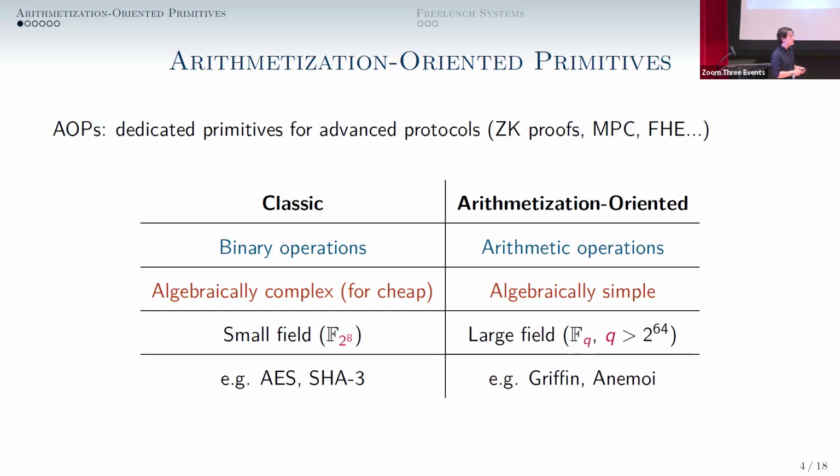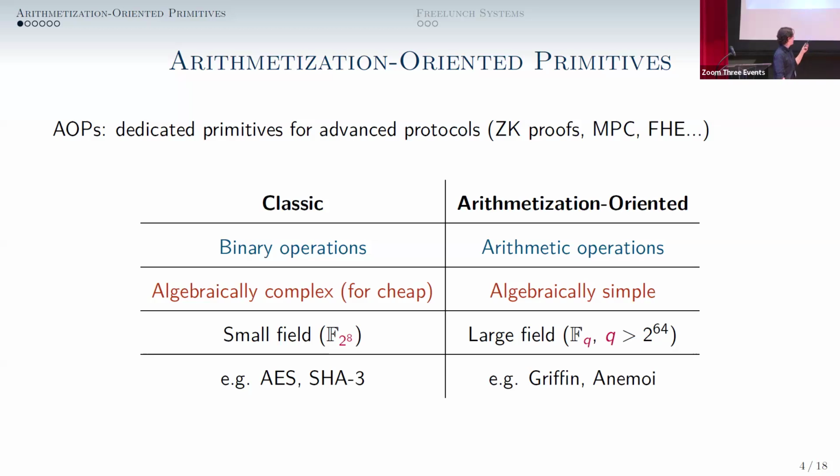Now, arithmetization-oriented primitives, if you're not really familiar with those, basically recently there has been a lot of advances on advanced protocols such as zero-knowledge proofs, MPC, and FHE. But in the context of these advanced protocols, if you just use AES or SHA-3, it turns out you have a pretty terrible performance. And so there has been this demand for primitives that are more efficient for these protocols. Specifically, you want hash functions, for example, that are defined with simple algebraic operations, for some definition of simple that actually depends on the protocol. So yeah, you have this change of paradigm.